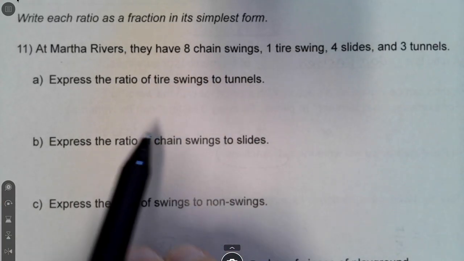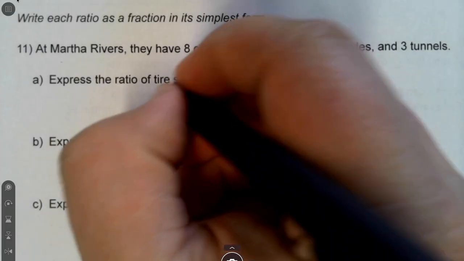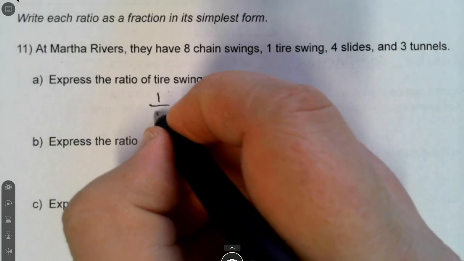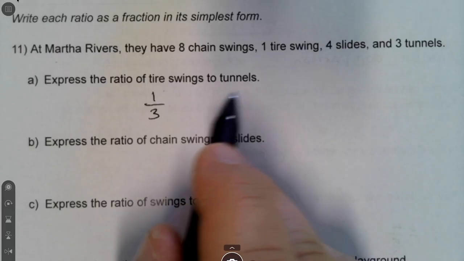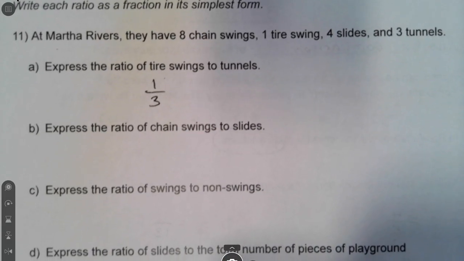I admit it. So express the ratio of tire swings. There's 1 of those. To tunnels. There's 3 of those. So I put the first thing, tire swings, on top. Second thing, tunnels, on the bottom. And that won't reduce, so that's our answer.